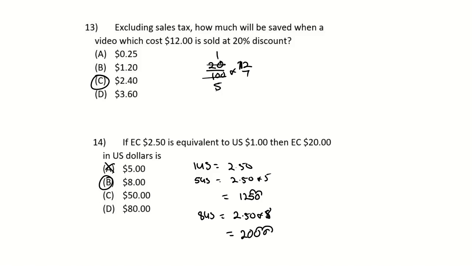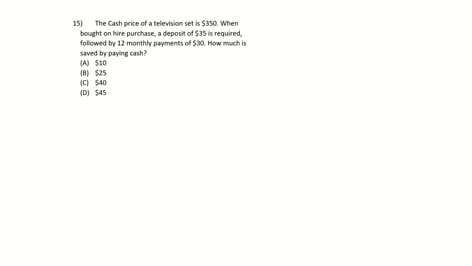And then you could also remove C and D, because 50 US and 80 US is definitely not going to be something like 20 US. It's too little, right?